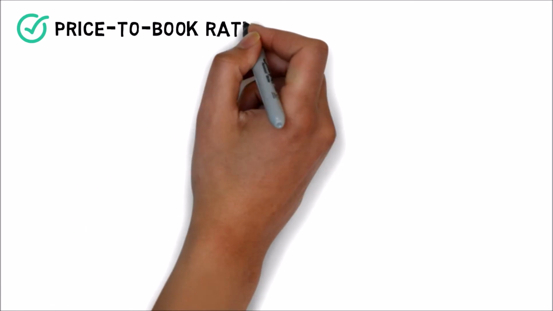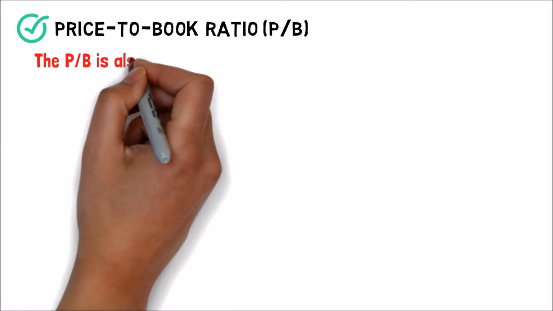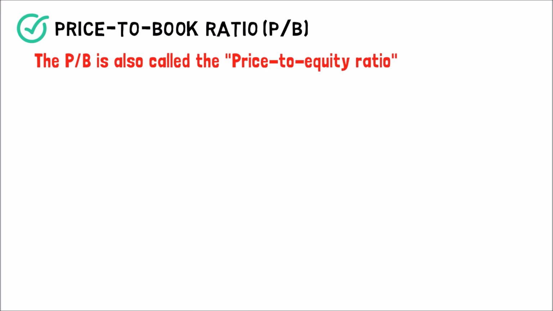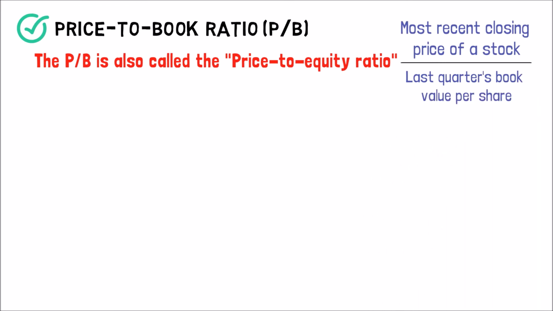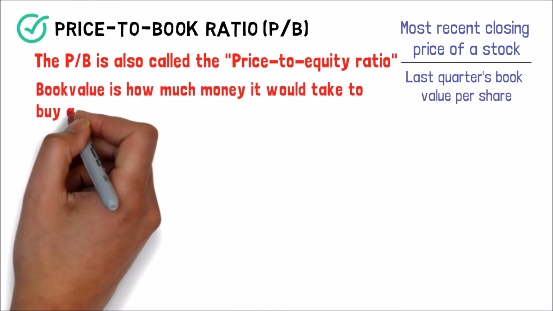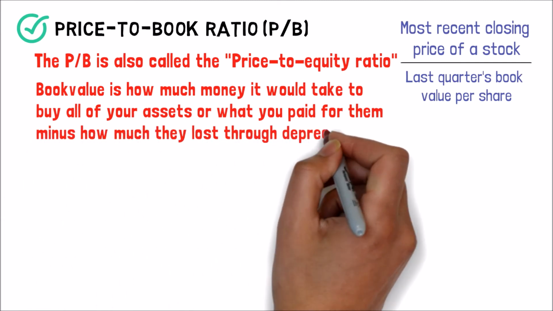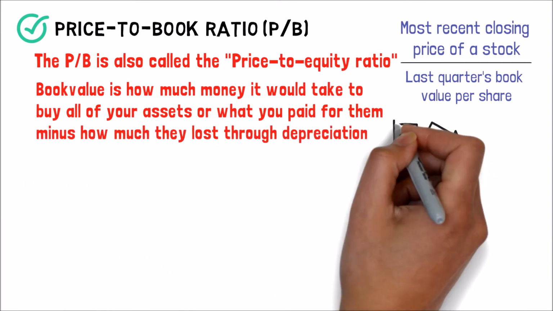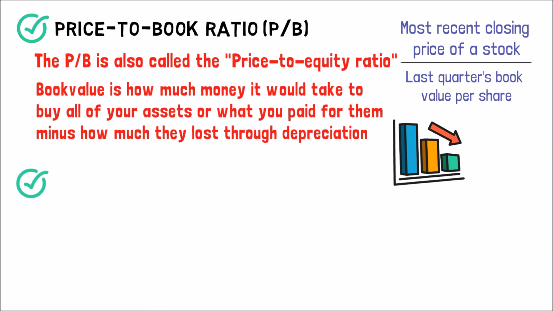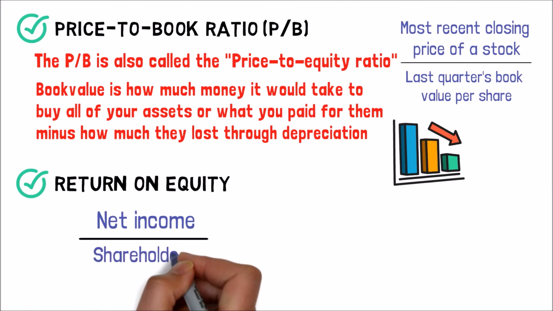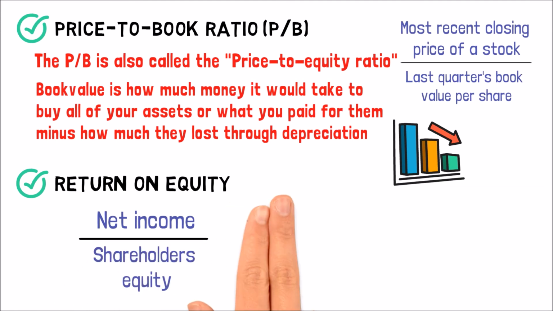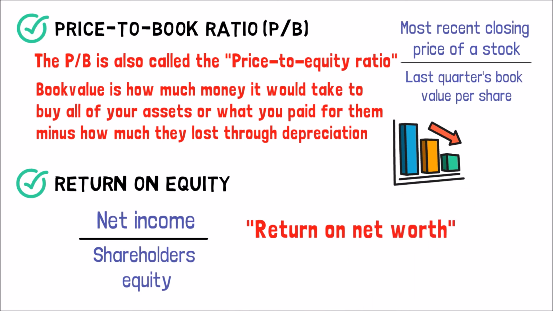Price to book ratio, PB. The PB is also called the price to equity ratio. It is found by dividing the most recent closing price of a stock by the last quarter's book value per share. Book value is how much money it would take to buy all of your assets, or what you paid for them, minus how much they lost through depreciation. Return on equity. To find a company's return on equity, divide its net income by shareholders' equity. This is sometimes called the return on net worth.